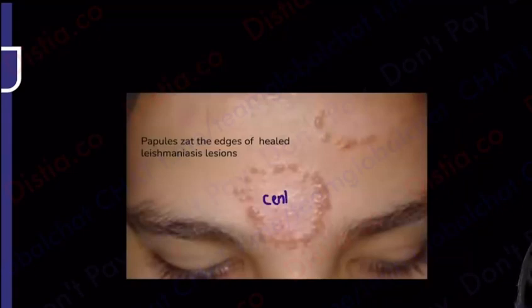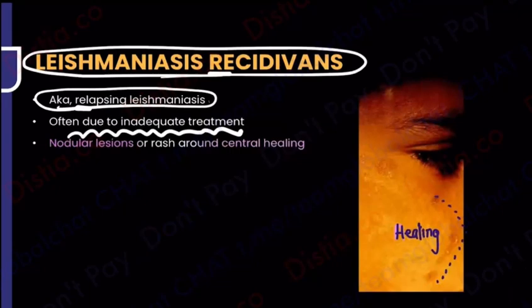You can very well see that there is a central healed portion and you can see these nodular lesions that are present on the side. This is known as Leishmania recidivans, meaning relapse, due to inadequate treatment. On that note, we have finished all of our hemoflagellates and we are ready to do some MCQs out here.